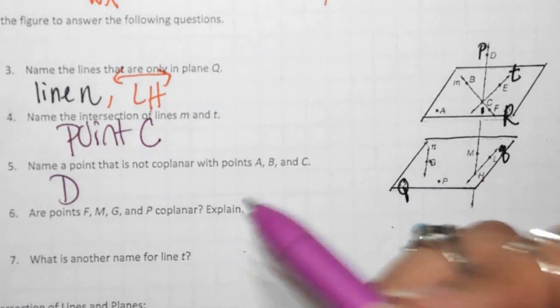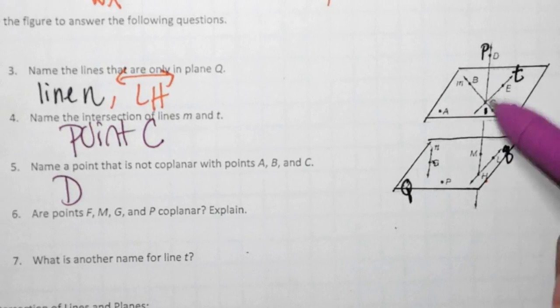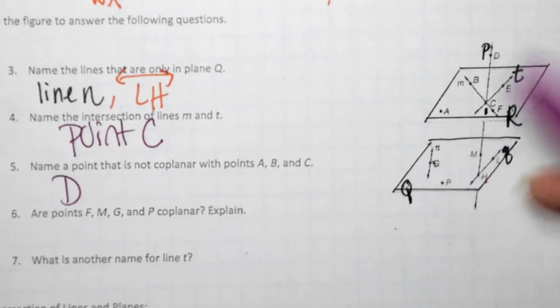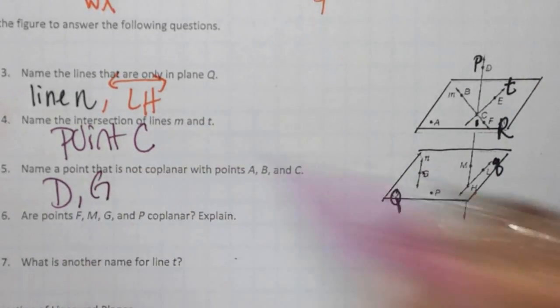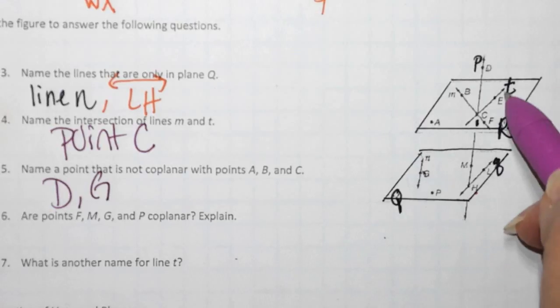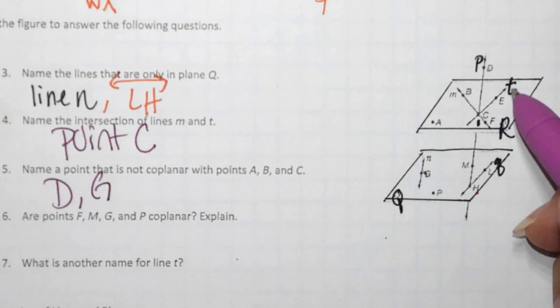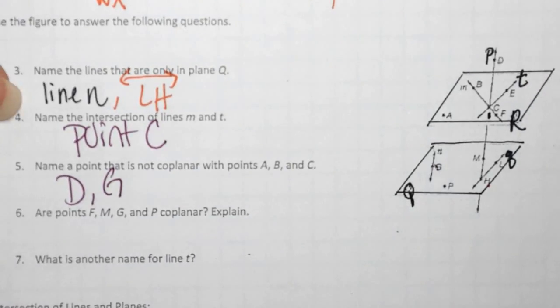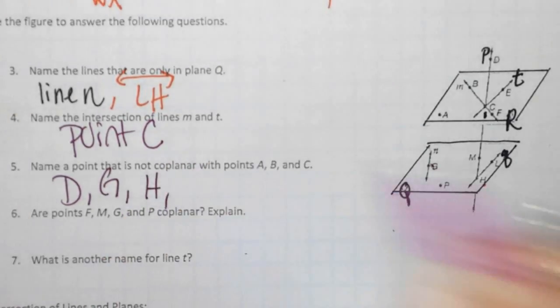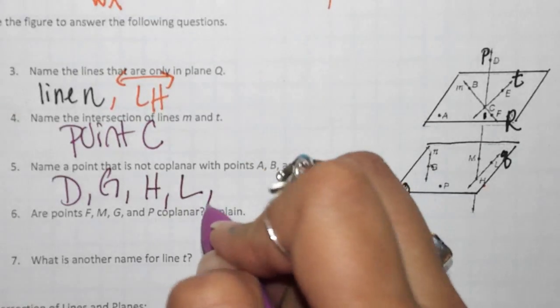So coplanar means on the same plane, so we want points not on it. Everything up here, except for D, is on plane R. G is on Q, so G could work. T? This one? That's a line. That line is on the same plane, so we couldn't say that one. But I want a point. So what about H down here? Could that work? Could L also work? Yeah.